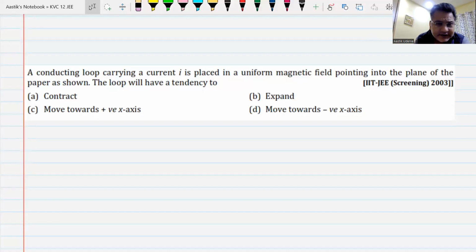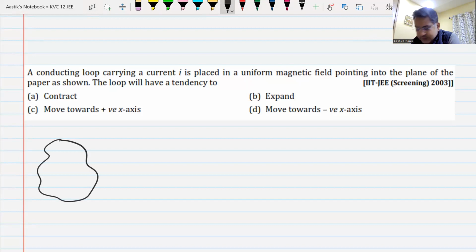Let me start again. I have a conducting loop. Since it is a loop, it could be of any random shape. It carries a current I and it is placed in a uniform magnetic field like this. Then you have 4 options. This is a question from the previous year JEE. Give me the correct answer. I'll give you 2 minutes to think about it.